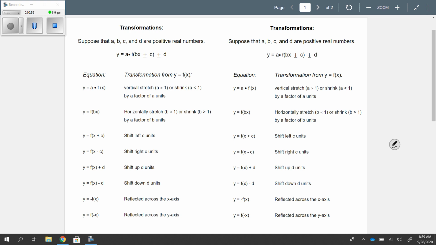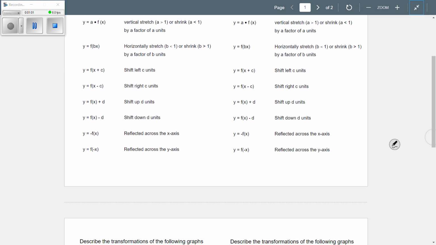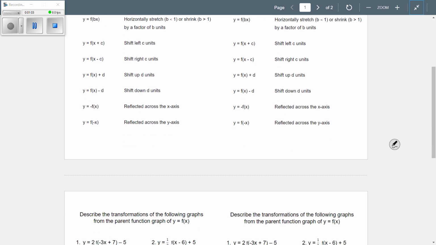We keep going, scroll down, y equals f of x plus c. Now this is important. I need y'all to pay attention right here. You might see this plus and say, oh, we must be going to the right c units. But actually, anything inside lies. Anything inside the parentheses tells a lie. That's how I want you to remember it. So you do the opposite. If you see x plus c, you're not going to the right c units, you're going to the left.